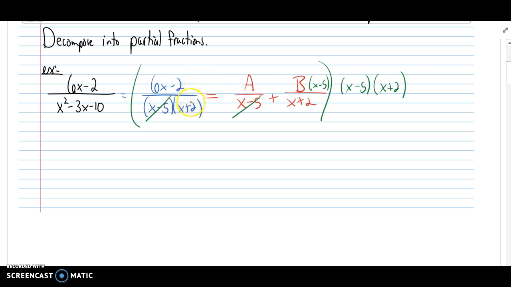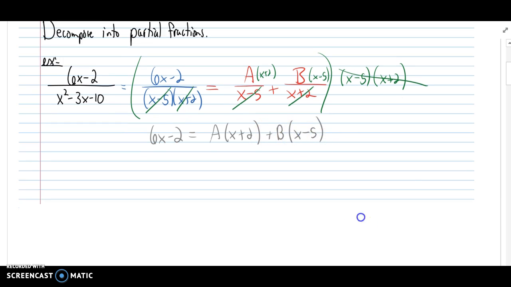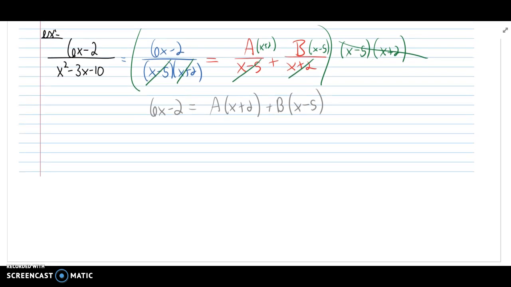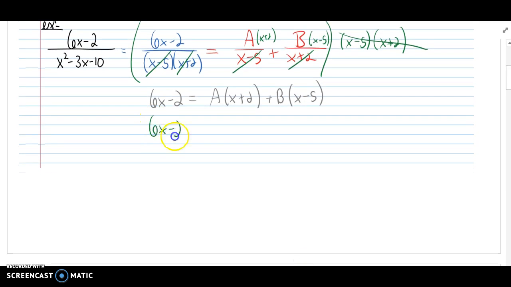We multiply it by this first term, this x plus 2 is gone. This one doesn't have anything to simplify with. And then this x plus 2 is going to simplify out as well. Now, that has been distributed. And on the left-hand side, we have 6x minus 2, whereas on the right-hand side, we have a times the quantity of x plus 2 plus b times the quantity of x minus 5. Not great yet. We're going to do one more step to distribute here. So it's ax plus 2a plus bx minus 5b.